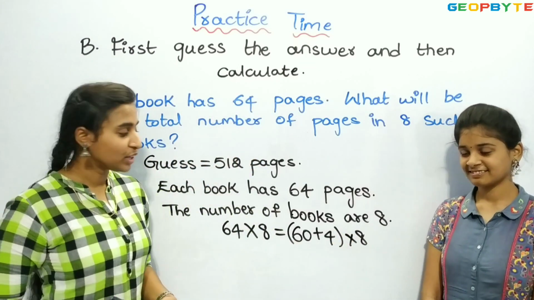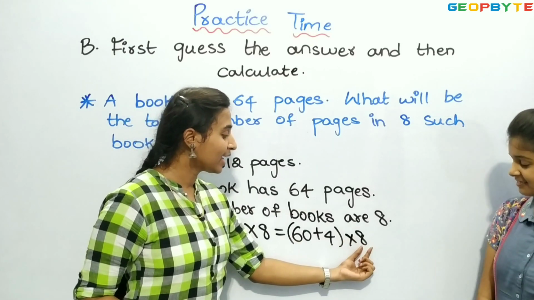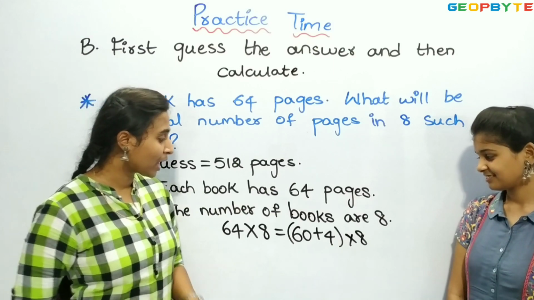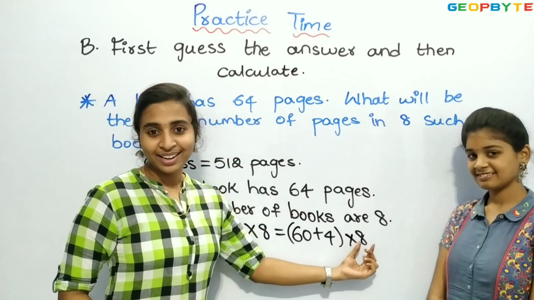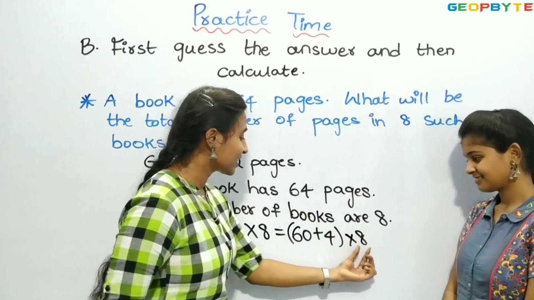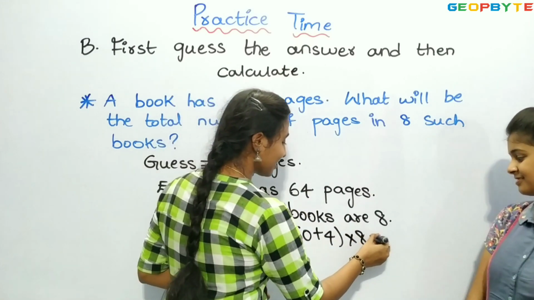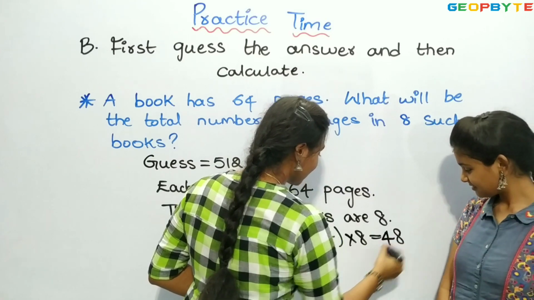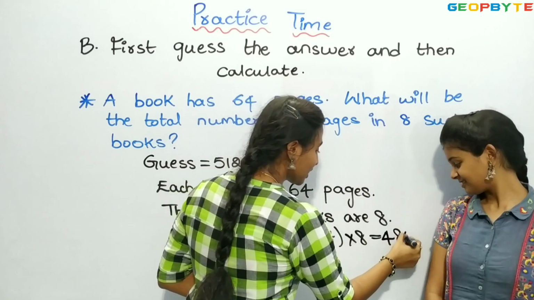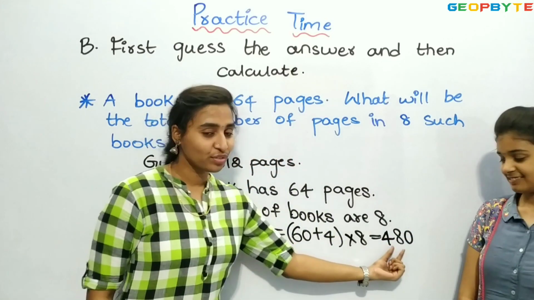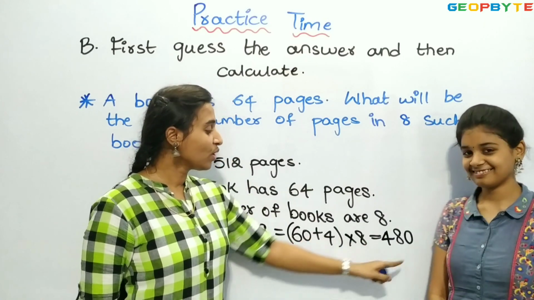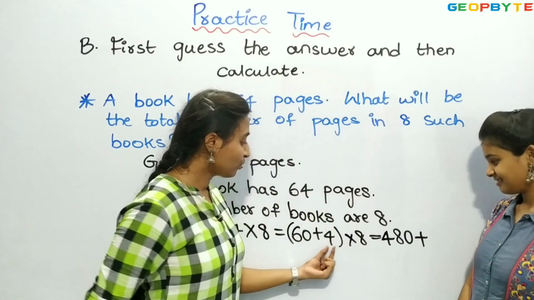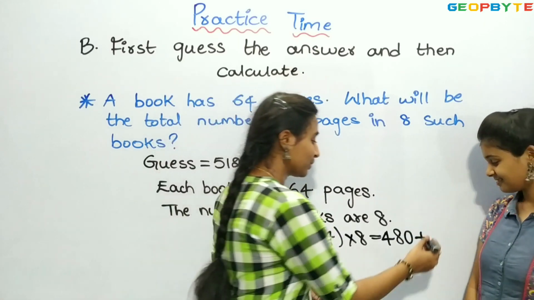Children, now we need to multiply 60 and 8 plus 4 and 8. First let us multiply 60 and 8. Children, 6 8s are 48. And we have a 0, so let us put a 0. I have put a 0. Plus 4 8s are 32.